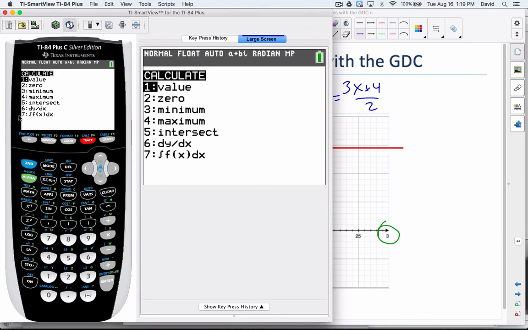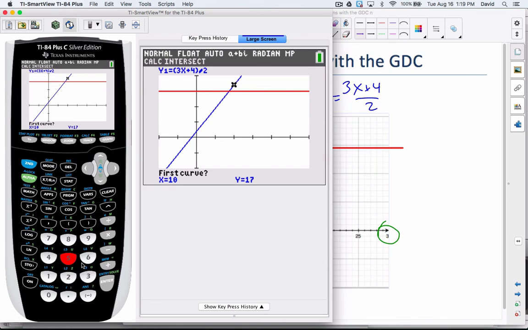And this is one of your most important menus that we actually use. By the time you're done grade 9, 1 to 5, you will know how to use. But this time we're going to do number 5. So I could toggle to number 5, or I can just hit 5. And if I read the screen at this point, it's asking me a question. Right here it says, what's the first curve? Well, above, this was the first equation that I'm using that I want to find the intersection with. So I like that, so I'm going to hit enter. Yes, that is the first curve.